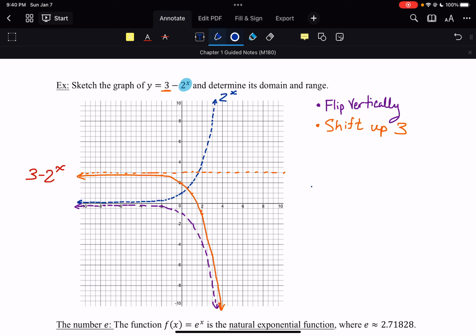And the domain and range, well, for the domain, we're looking for all possible inputs. So every possible x value that could go into this function. There are no restrictions. It can go all the way from negative infinity all the way out to positive infinity. So that's going to be all real numbers, or in interval notation, negative infinity to infinity.